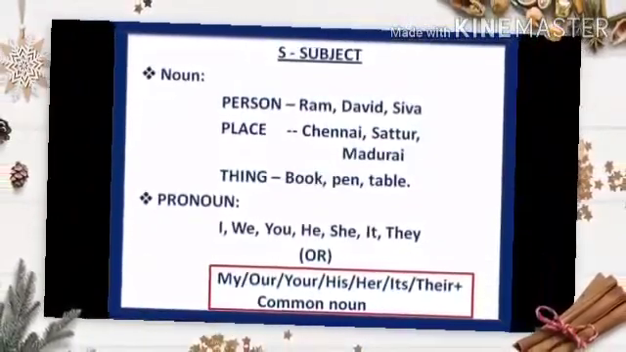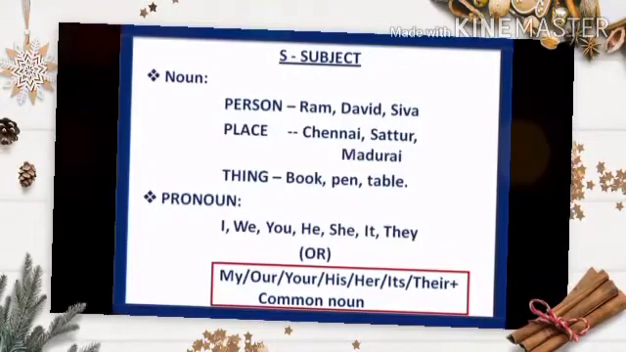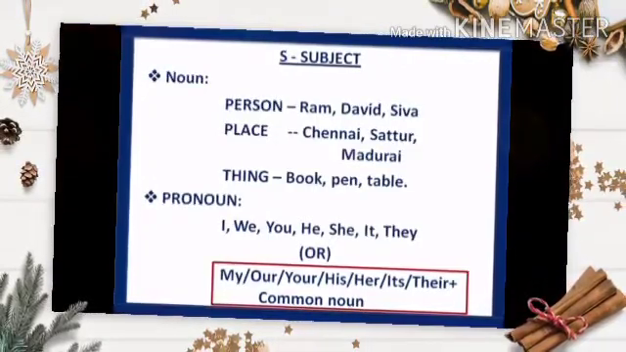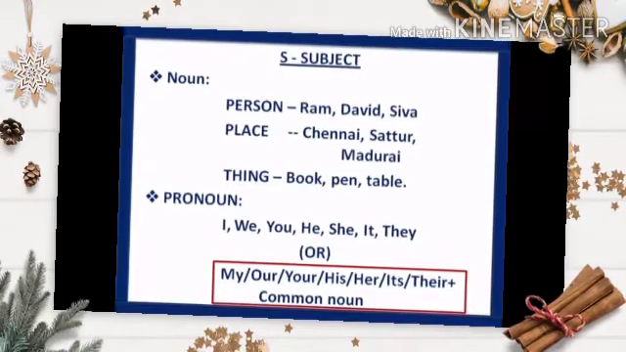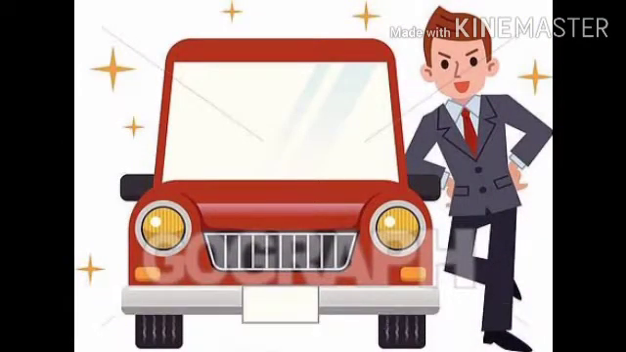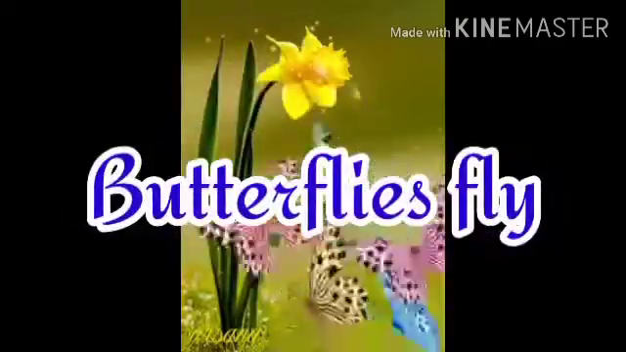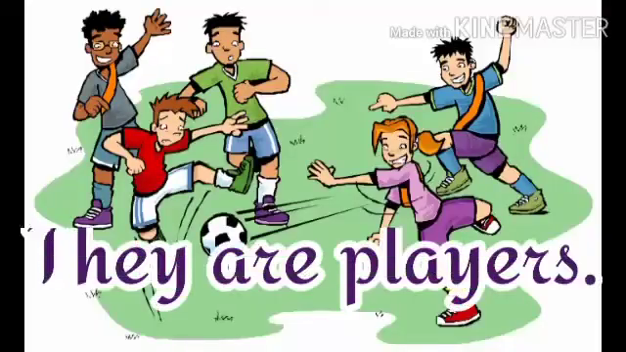Subject. A subject is a word or phrase that does the action in a sentence. A subject should be a noun or pronoun. Noun: person, place and thing. Pronoun: I, we, you, he, she, it, they. For example, Ramesh bought a new car. Here, the subject is Ramesh. Butterflies fly. Here, the subject is butterflies. Next one. They are players. Here, they is the subject.